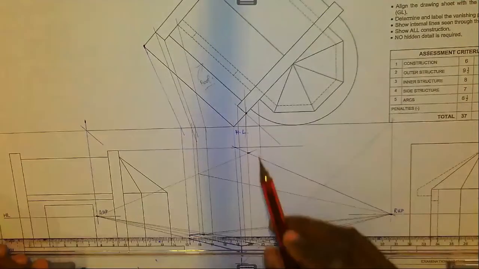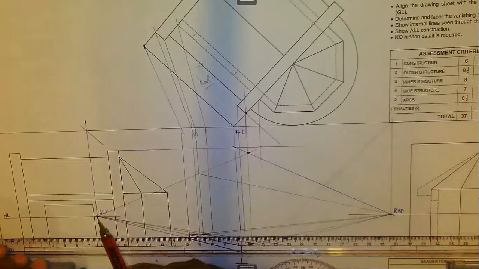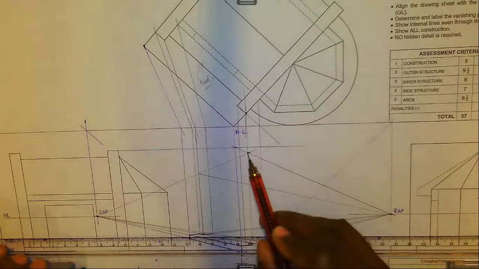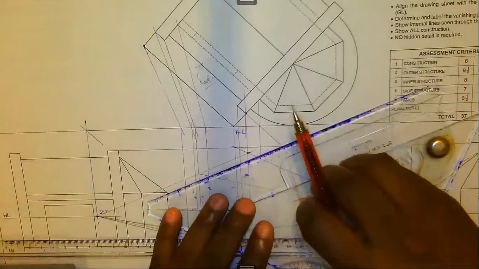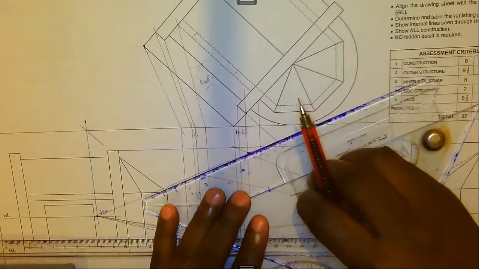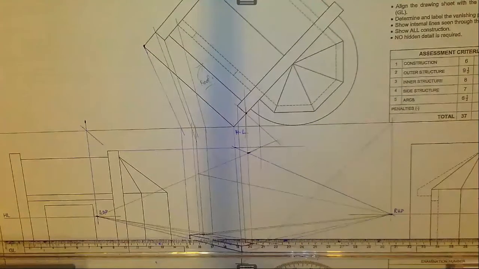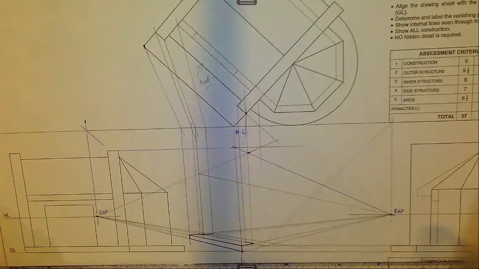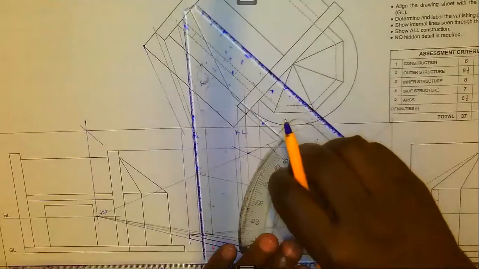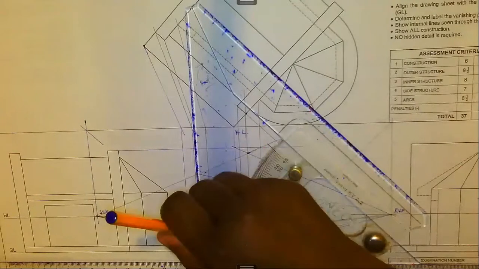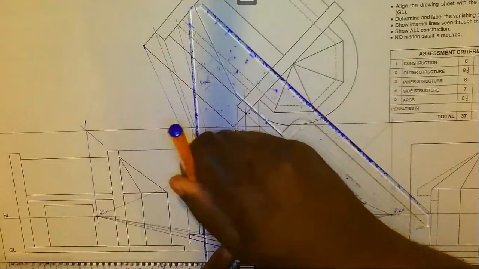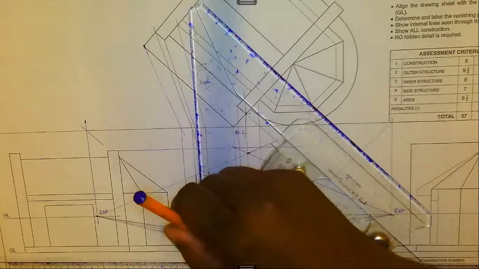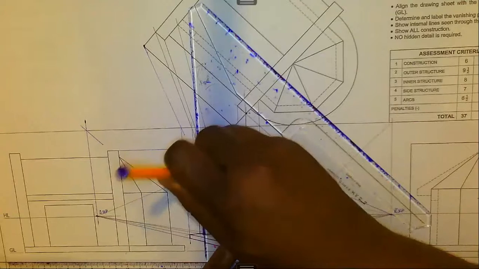If we take this point to the left vanishing point, it should pass through this point. If it's not, which means one of our constructions is wrong, right? Which is exactly what we are getting. All right, so that point is correct. Right, so we can outline this. It's not going to change. Like that.